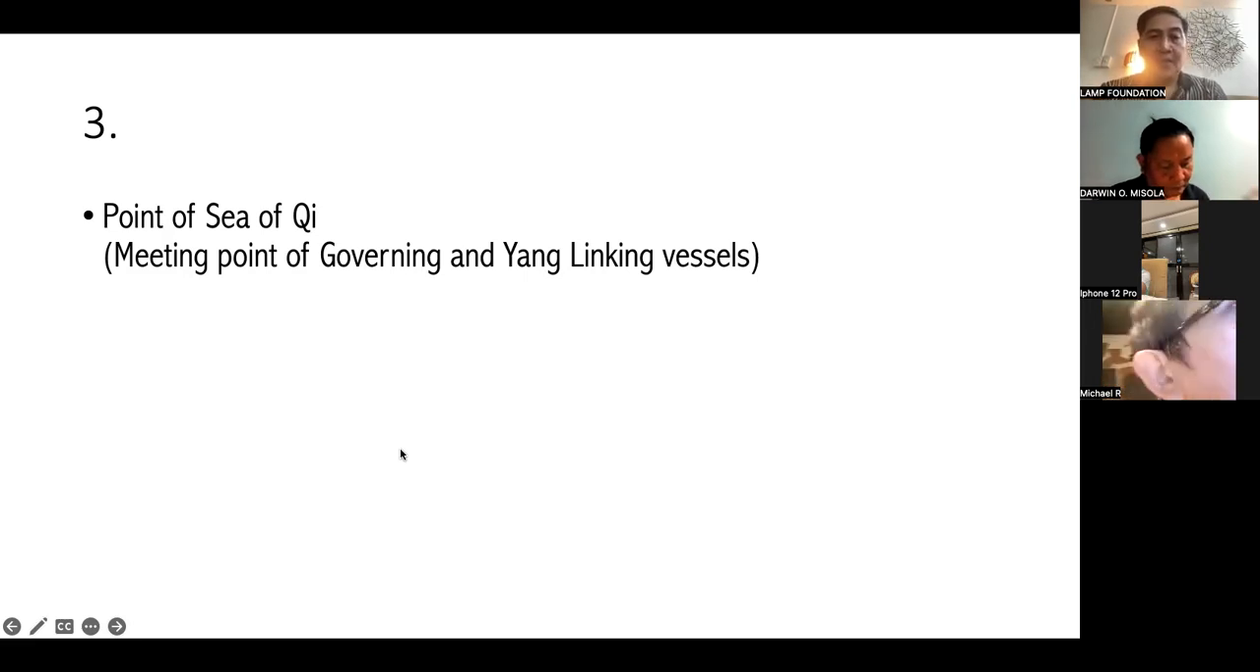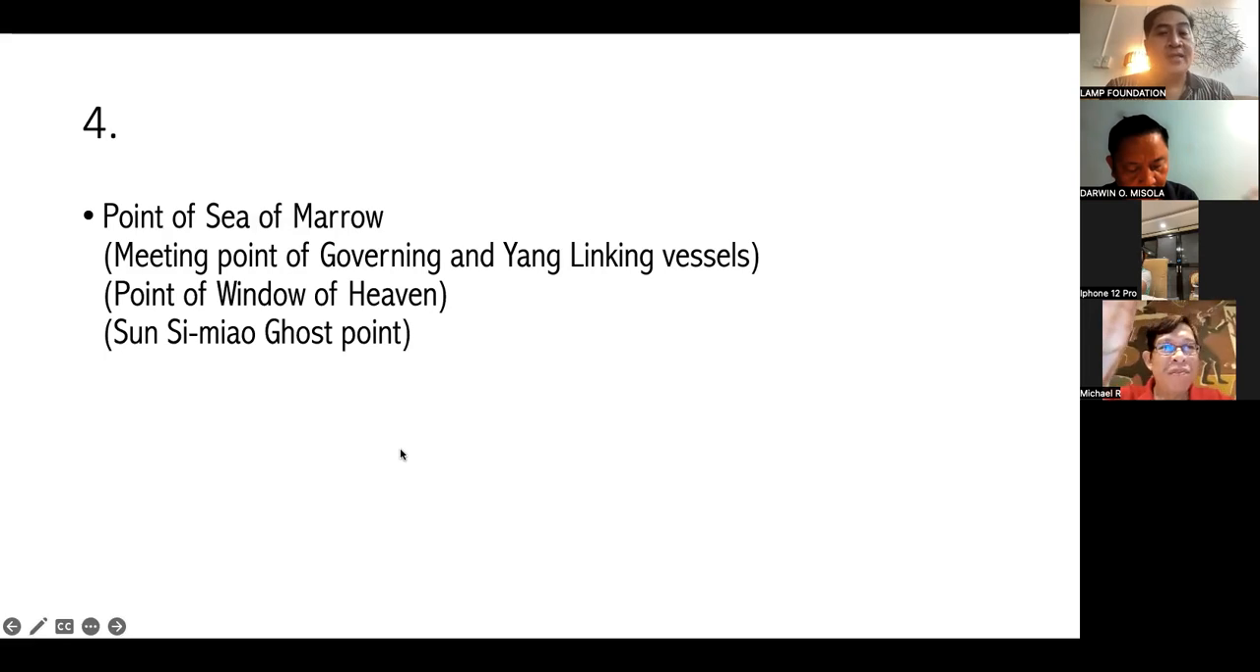Du 14 po. Meeting point of governor and yang linking vessel is Du 15. Du 15. Where do you remember this po? Okay. Meeting point of yang linking vessels. The point of window of heaven. What is this point? GB 20. No? GB 16. GB 16. Okay.